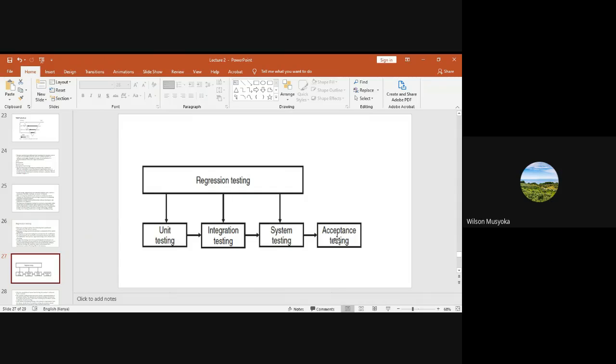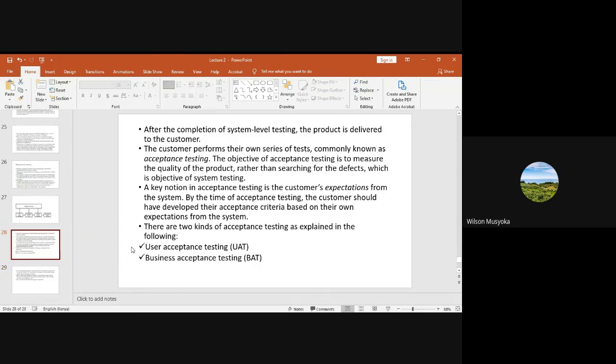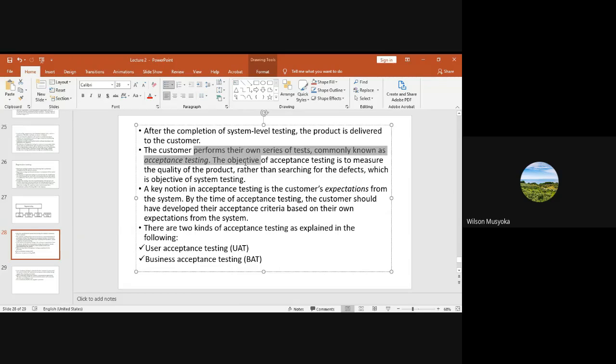Then now we can go to acceptance testing. When we are talking about acceptance testing, we are looking at the customer who is performing the testing itself. And here the aim is to measure the quality of the product rather than searching for defects, which is the objective of system testing. So in acceptance testing, we are looking at the customer's expectations from the system. By the time of acceptance testing, the customer should have developed their own acceptance criteria from their own expectations of the system.